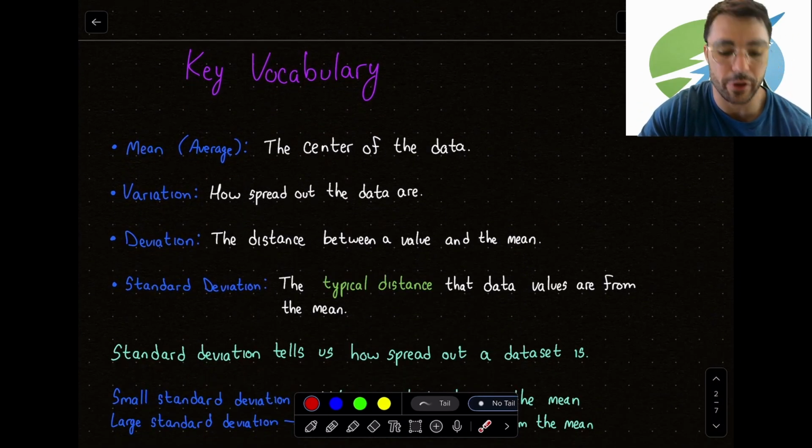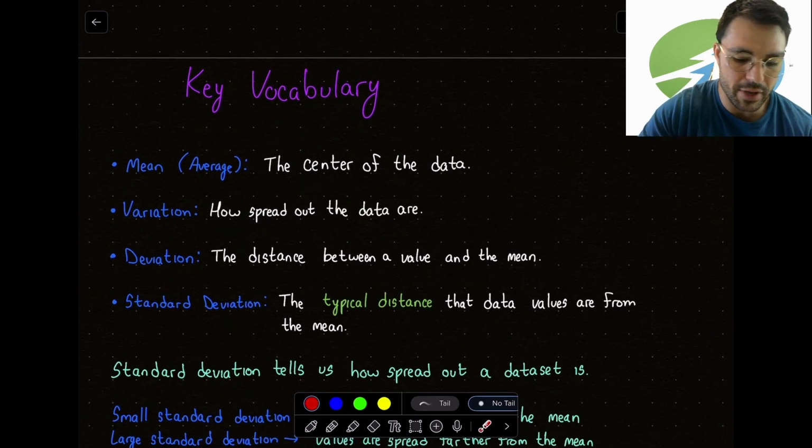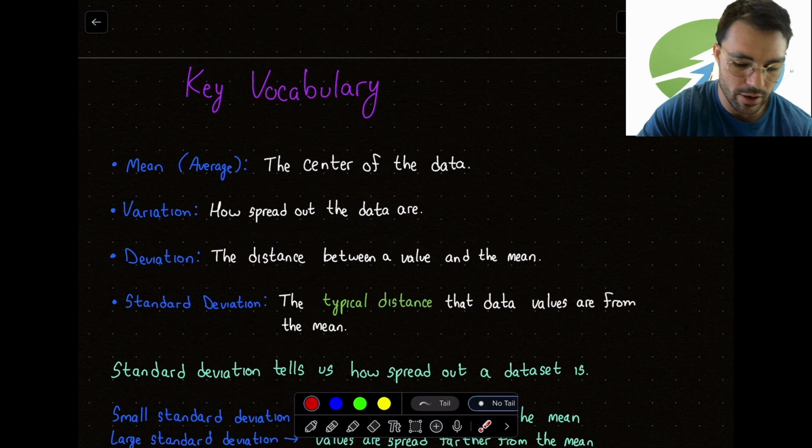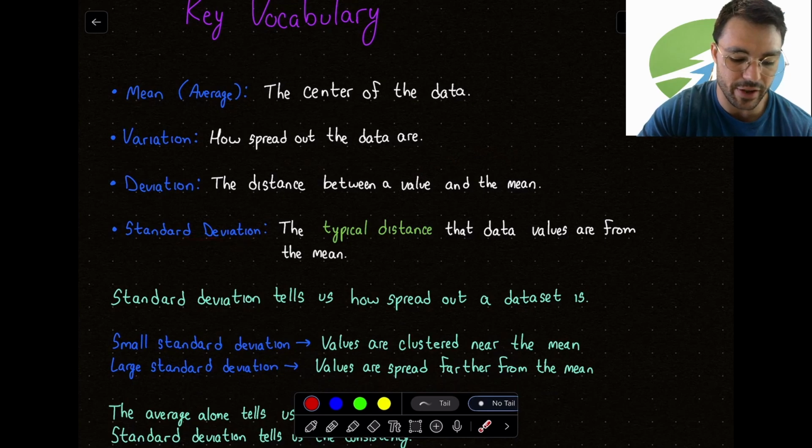All right, some vocabulary to go over before we begin. The mean or the average is the center of the data. Variation is how spread out the data are. Deviation is the distance between a value and the mean. And what we're going to focus on, standard deviation, is the typical distance that data values are from the mean. You could think of it as the average distance any given point is from the mean.